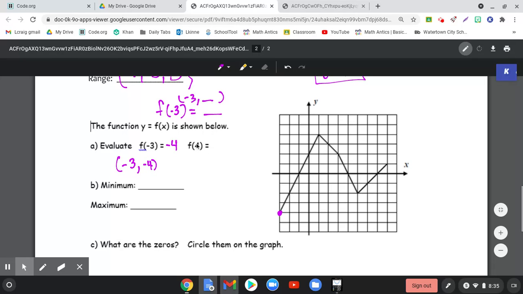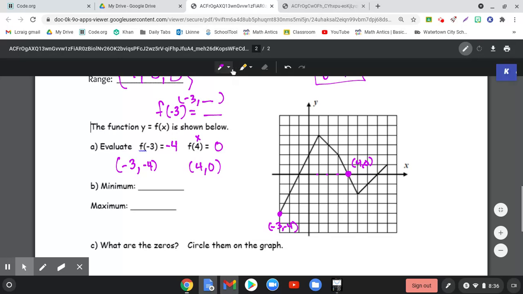F of 4, so find 4 on the x-axis. 1, 2, 3, 4. Oh, that's the point 4, 0. So f of 4 equals 0. If you need to label it, you can. I'd put these right in your notes so that way, one, you have to turn this in, but you can also use all these on your tests and quizzes, so why not?